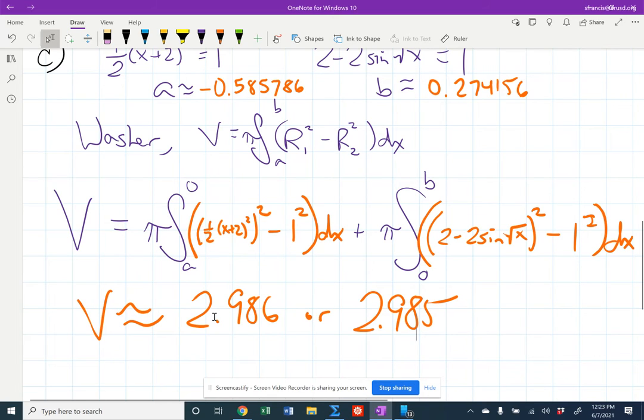And then I ran the integrals. You can either round or truncate. Remember, 3 decimal places, please, for accuracy.